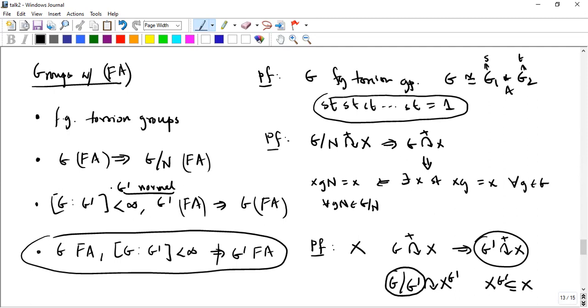And now why can we forget about this normality hypothesis? So this should be known to a first year. We assumed here G prime is normal. Can you do it without assuming G prime is normal? Anyone?